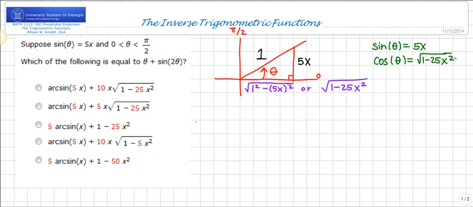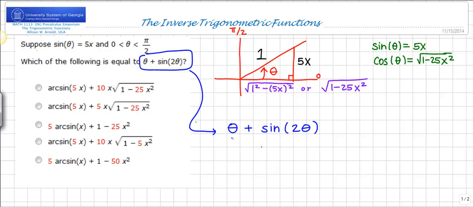Okay, now let's look at what we are supposed to do. We're supposed to find an expression that says theta plus sine 2 theta. Well, theta is the angle whose sine value is 5x. We know that inverse sine definitely makes sense for quadrant 1. Okay, so we can take this statement, sine of theta is 5x, and we can rewrite it as theta equals arc sine of 5x. Those are equivalent.